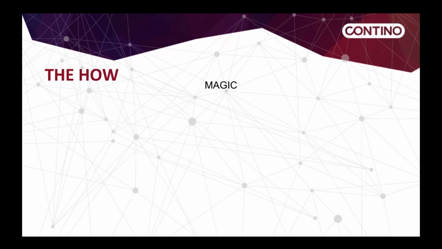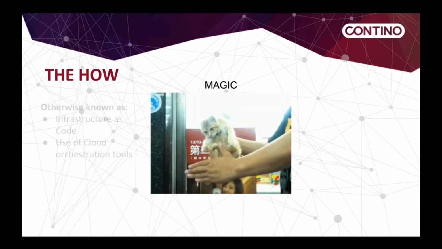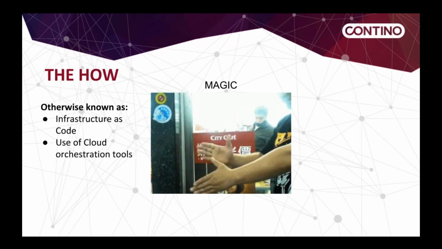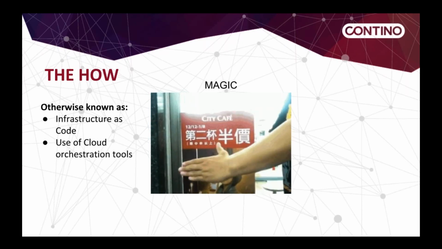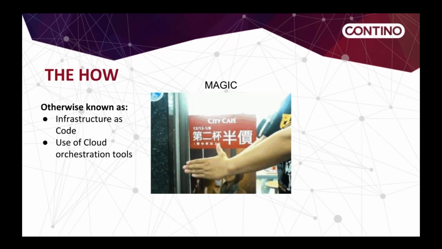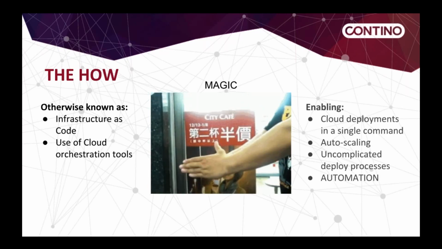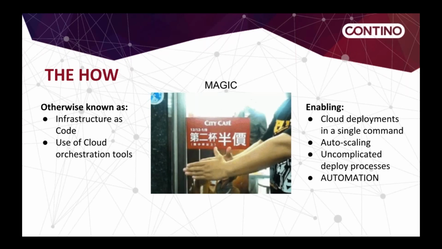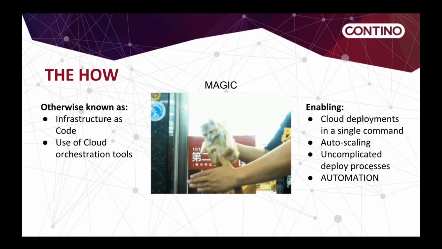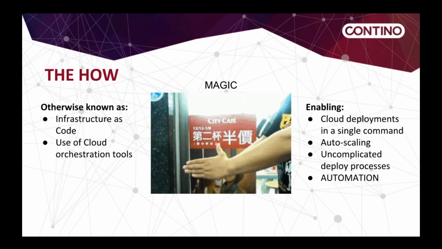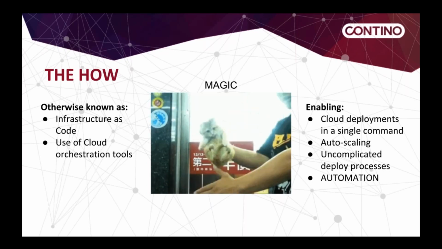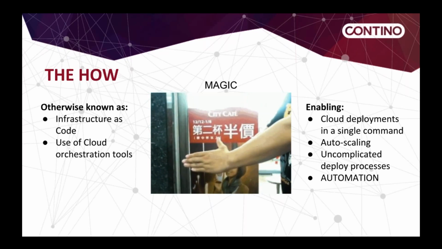So how can you do that? Magic code. The use of cloud orchestration command with Terraform, for example. So you could have new resources in the cloud in just one line command.